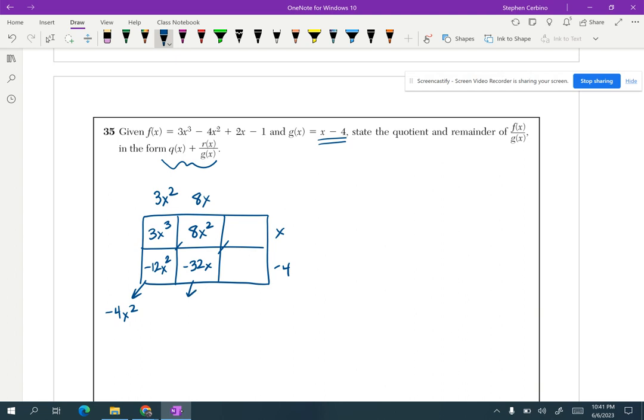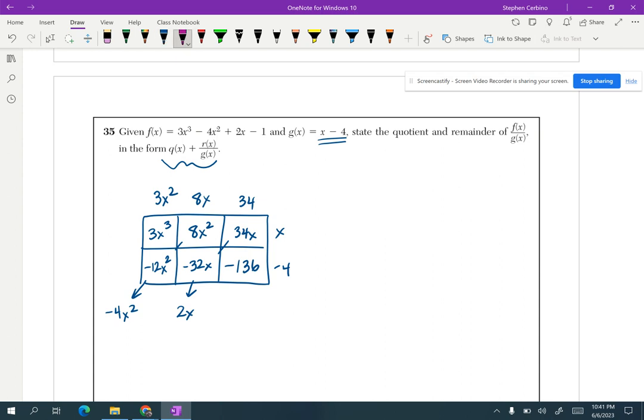But our x terms want to add up to 2. So we got to make this 34x, which would make this 34. And if you multiply 34 times negative 4, you get negative 136.